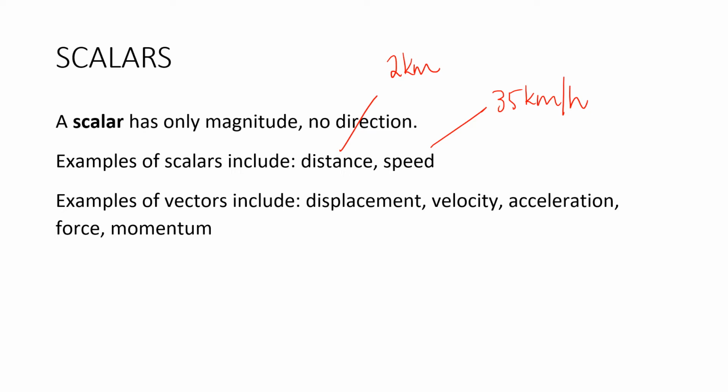Examples of vectors include displacement. And displacement is like distance, but it will have a direction. So I could say it's 2 kilometers in a northeasterly direction. Velocity is like speed, but again it has a direction. So I could say it's 35 kilometers an hour, and I could give a bearing, say 065 degrees true. Other examples of vectors include acceleration, force, and momentum.